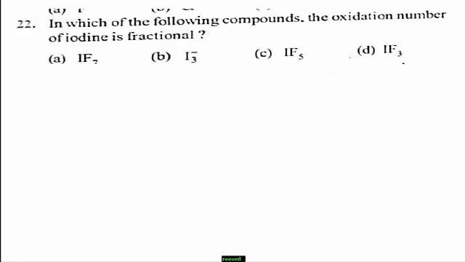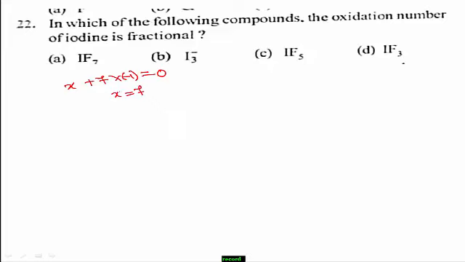Next, question number 22. In which of the following compounds is the oxidation number of iodine fractional? Among the given options, in which compound is the oxidation number of iodine fractional? Here the first option given is IF7. Calculate the value of the oxidation number of iodine here. So I take x plus 7 into minus 1, because fluorine always has a minus 1 oxidation state. It becomes equal to 0. Therefore x equals 7 here.